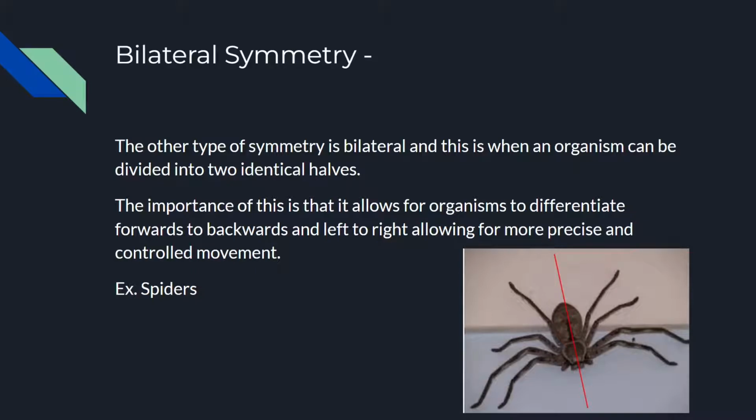The other type of symmetry, like I said, was bilateral, which is two halves. What this really allowed was for organisms to differentiate forwards from backwards and left from right, which allowed for more precise and controlled movements. A real good example that you could see is a spider, because it has four legs on each side and a line down the middle really splits it into two halves.